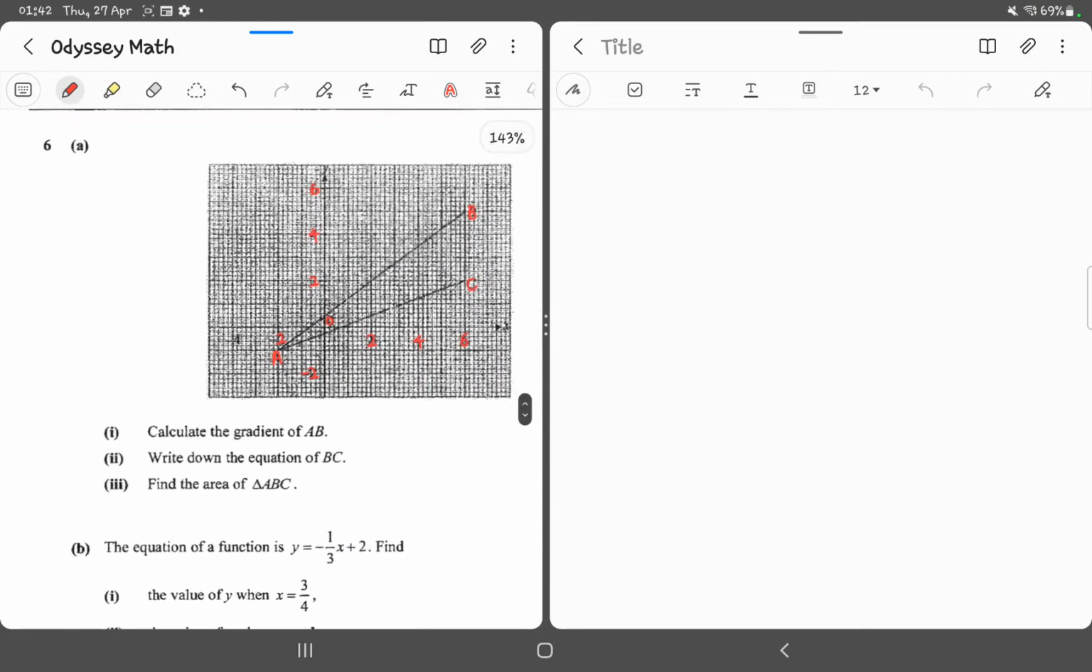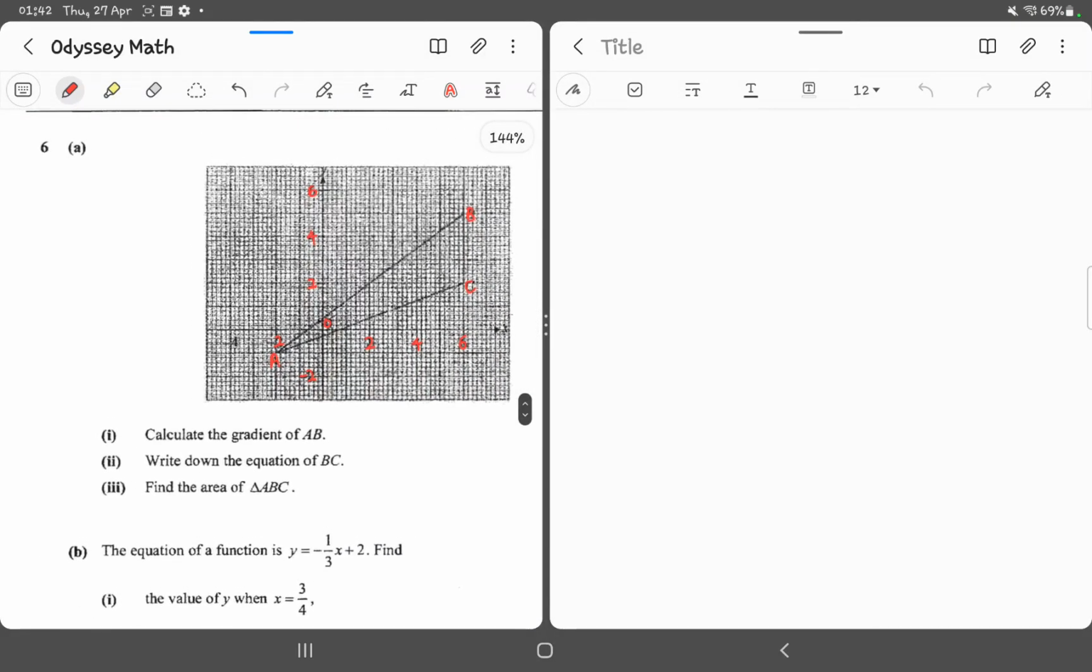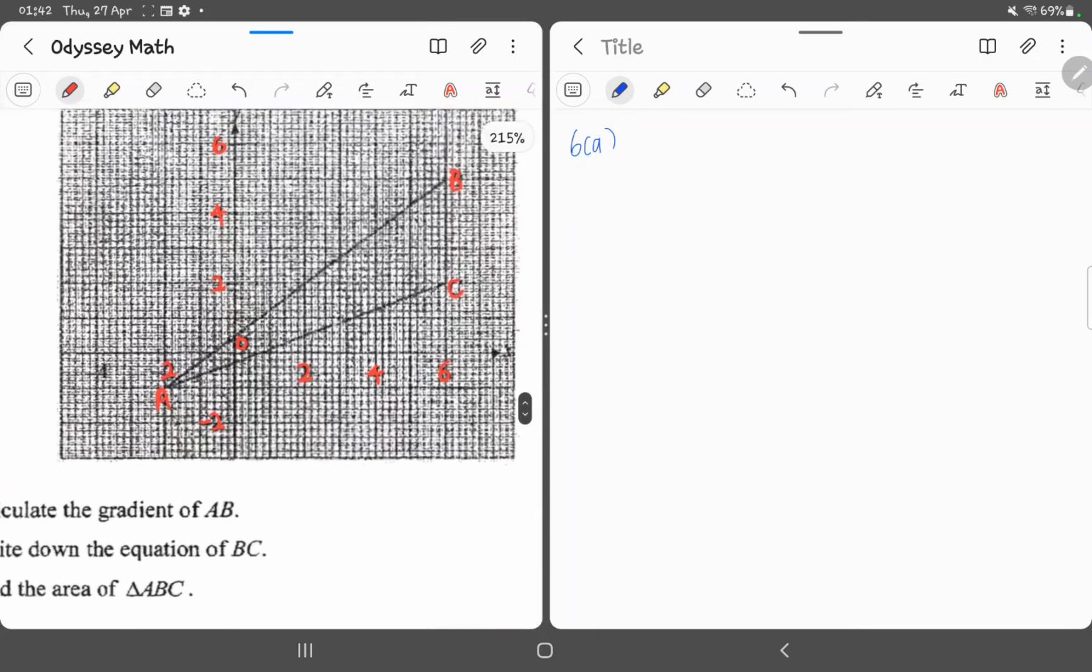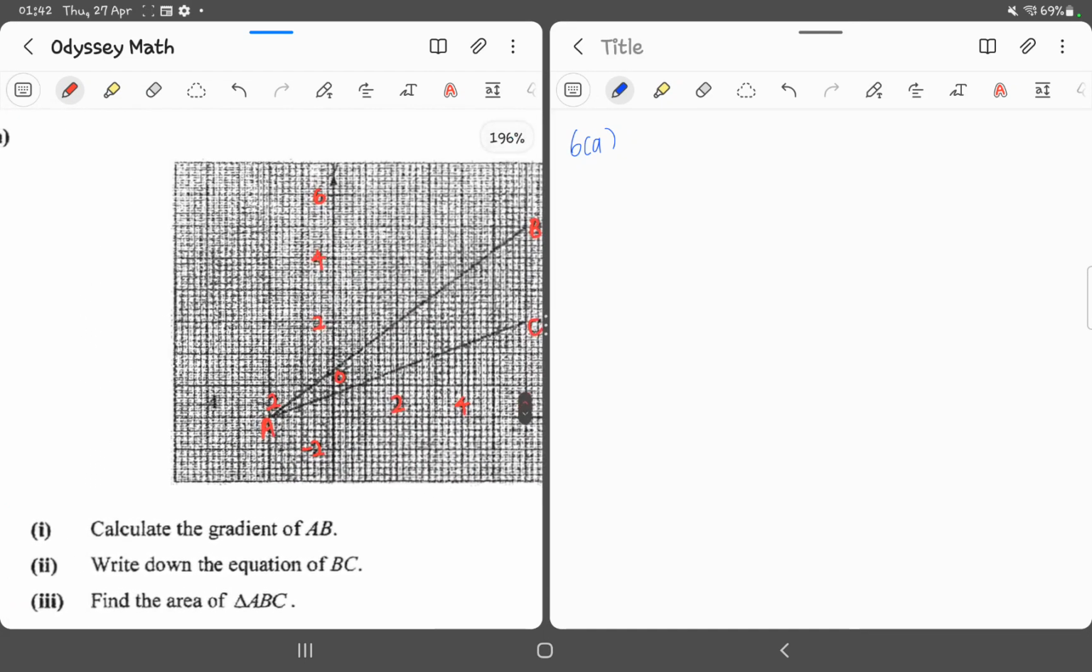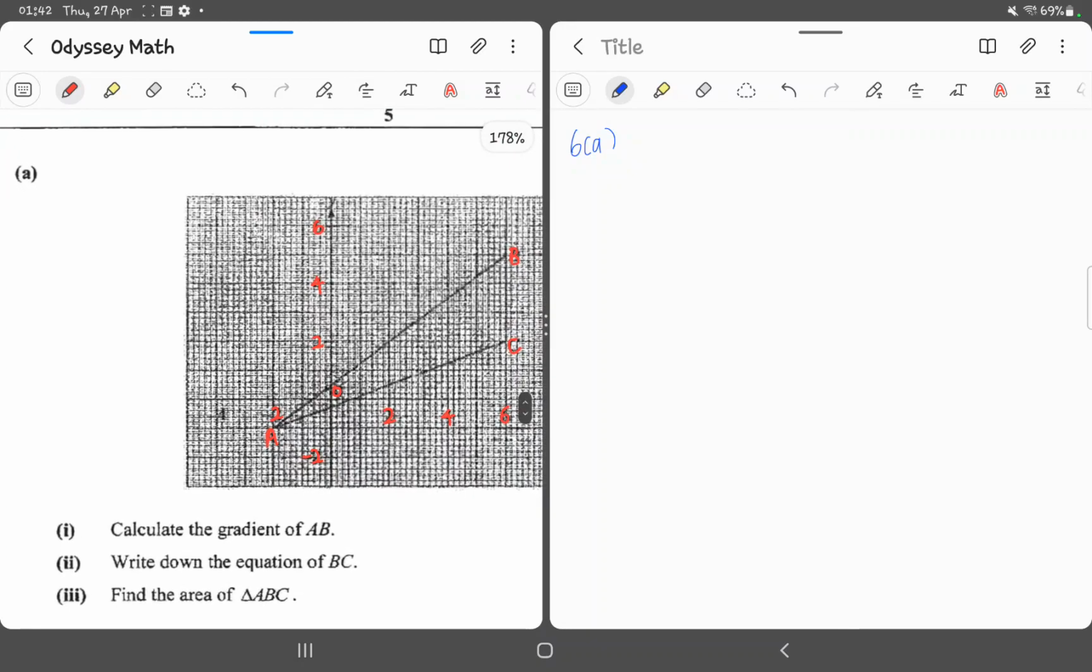Now let's try question number 6. It's on gradient and equation of a straight line. For question number 6a, you can see this graph over here. We have two straight lines, AB and AC. Part i is asking us to calculate the gradient of AB.